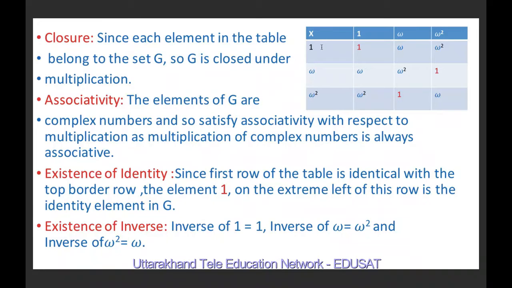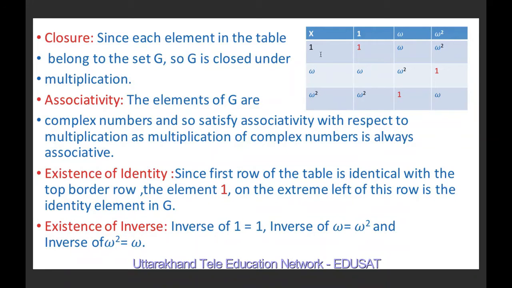After locating this identity element, locate the identity element in every row. In the first row, the identity element is in the first column. In the second row, it is in the third column. In the last row, it is in the second column. I have marked these identity elements in red in each row. In your notebooks, you may encircle these identity elements. These will help us to find the inverse of each element of G.